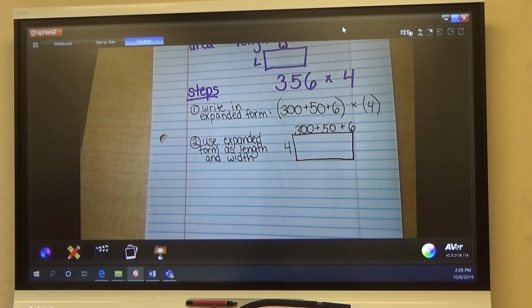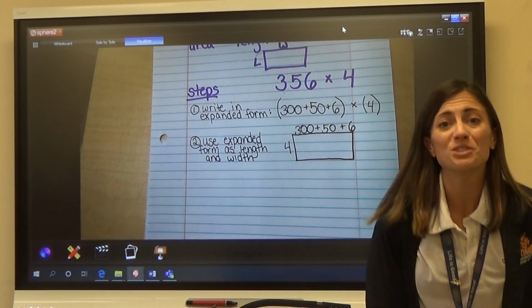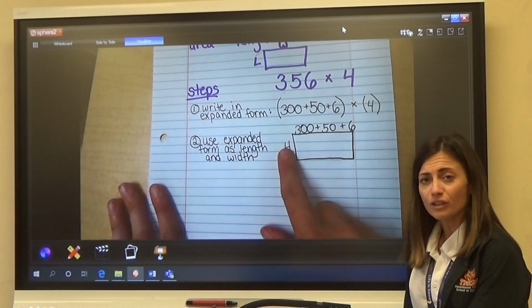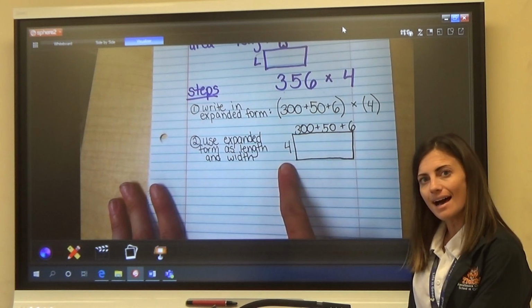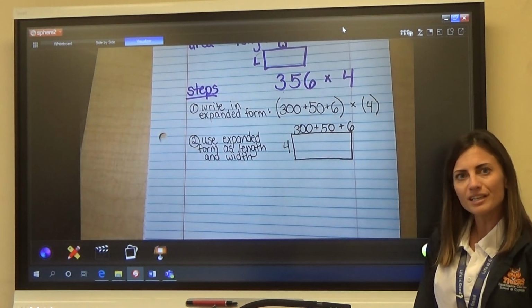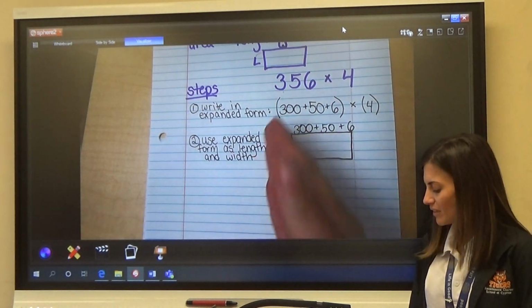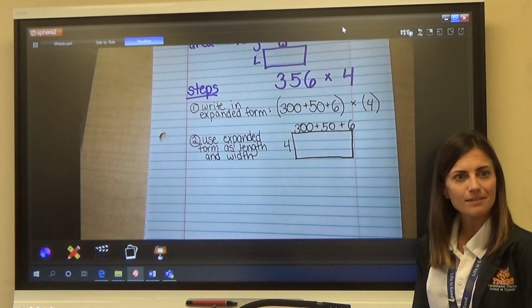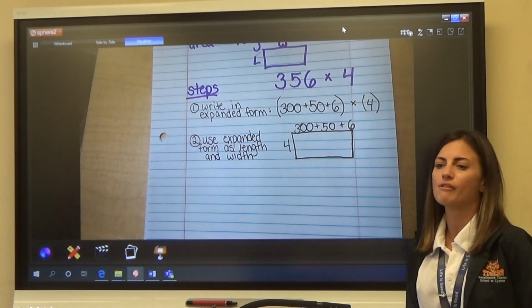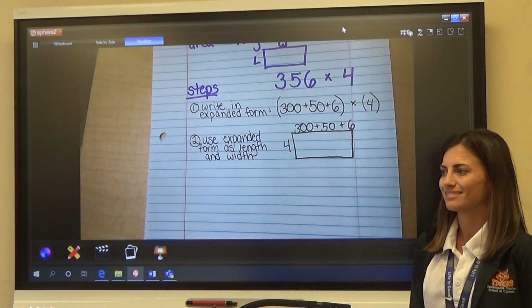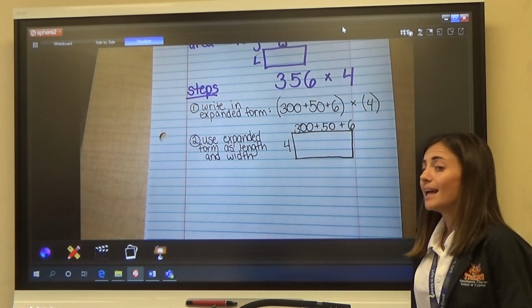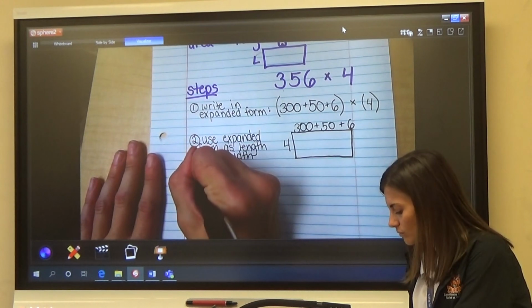All right, so hopefully you have labeled your box and you have your smaller digit, your multiplier on the side, and your expanded form of your number on top. Notice, just like with area, we have a length times a width. Do I have any questions so far from my awesome 4th hour? No? Okay.